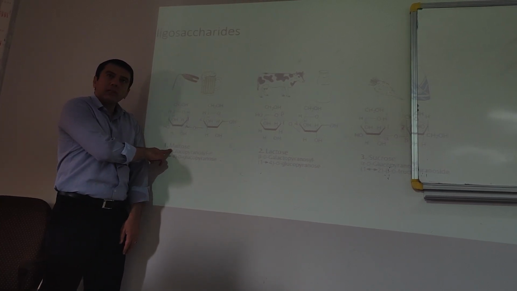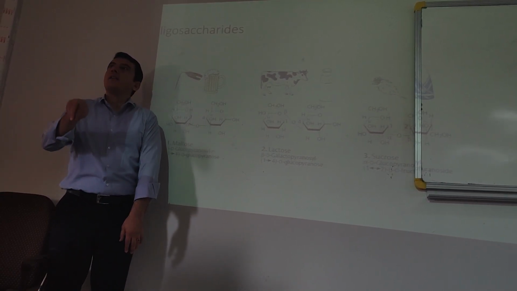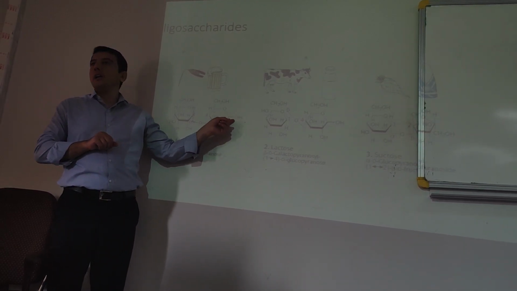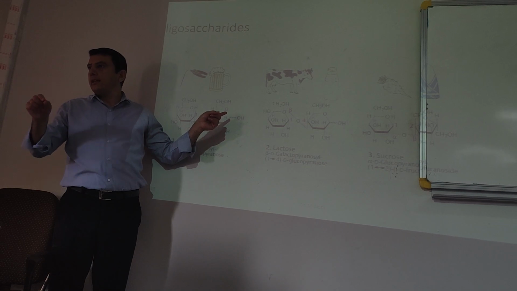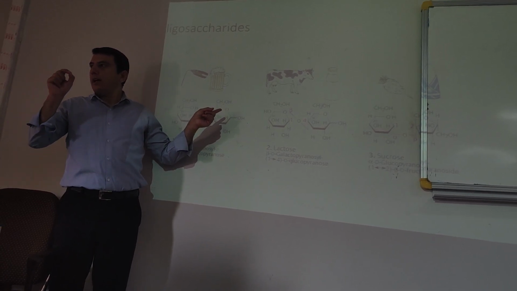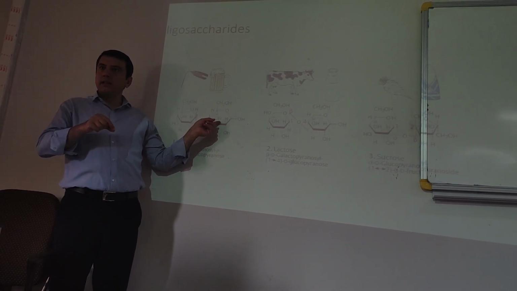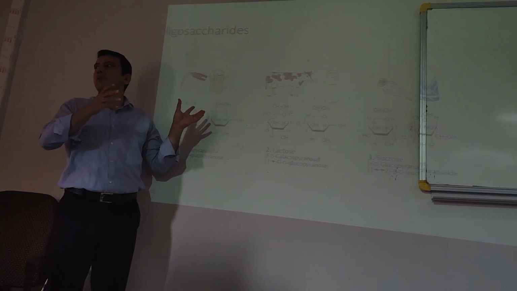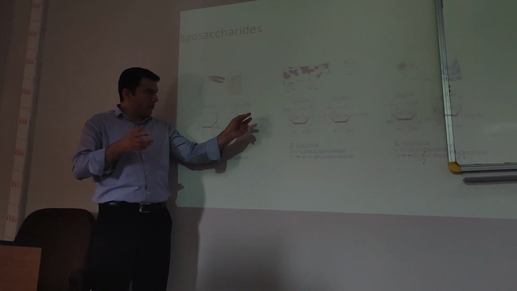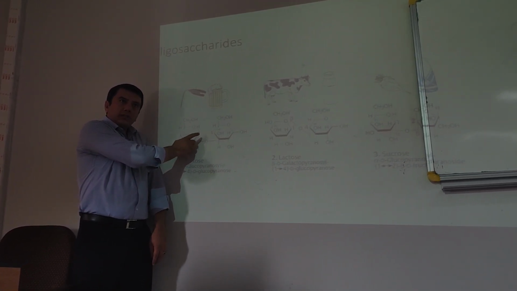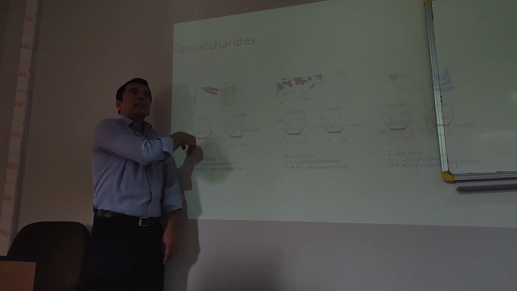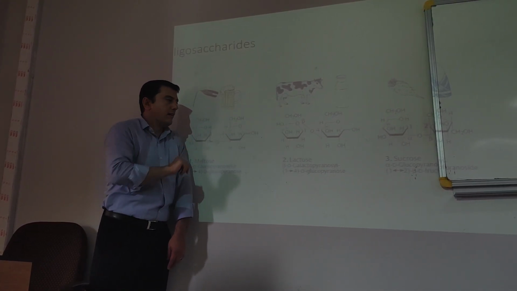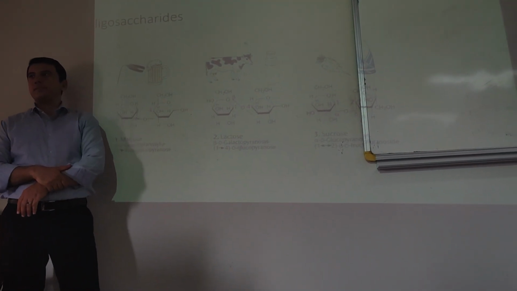So, maltose is a reducing sugar, because this OH still can participate in reducing reactions. This OH, this inverse sugar, cannot participate in a reaction. However, this OH can. What about this one?